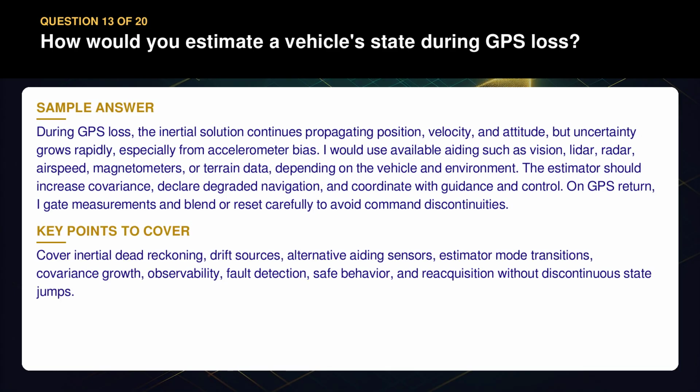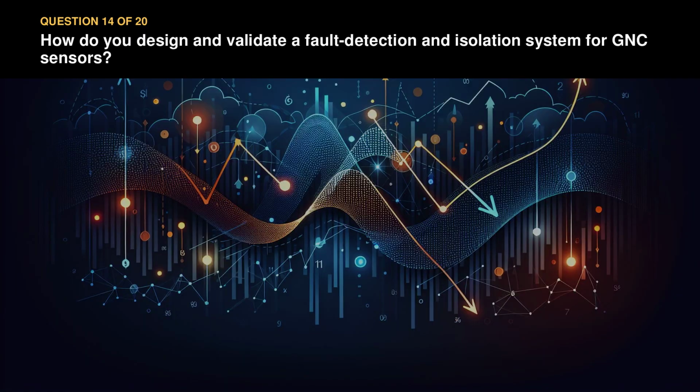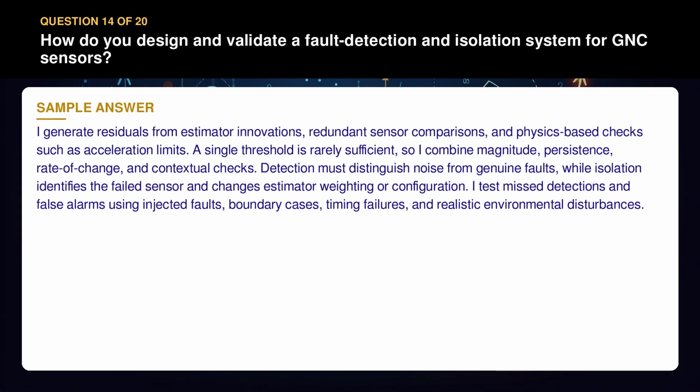Cover inertial dead reckoning, drift sources, alternative aiding sensors, estimator mode transitions, covariance growth, observability, fault detection, safe behavior, and reacquisition without discontinuous state jumps. Question 14. How do you design and validate a fault detection and isolation system for GNC sensors? I generate residuals from estimator innovations, redundant sensor comparisons, and physics-based checks such as acceleration limits. A single threshold is rarely sufficient, so I combine magnitude, persistence, rate of change, and contextual checks.